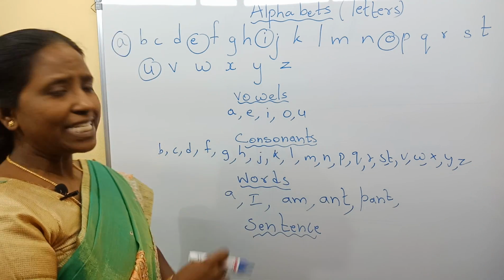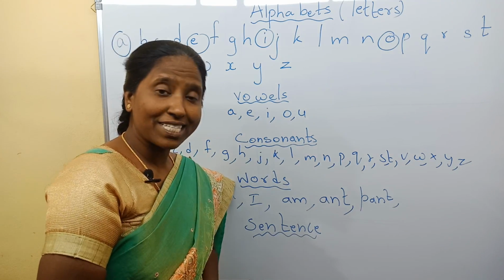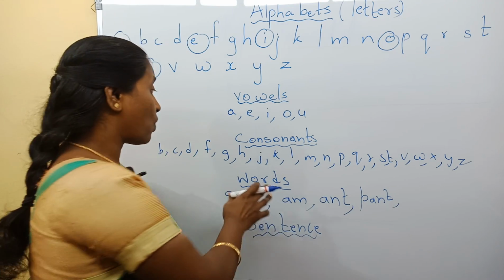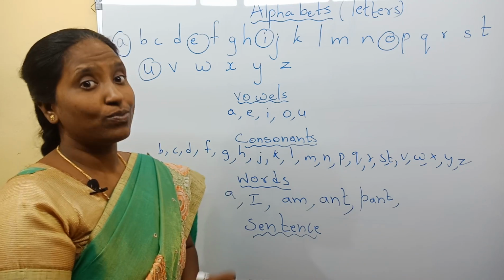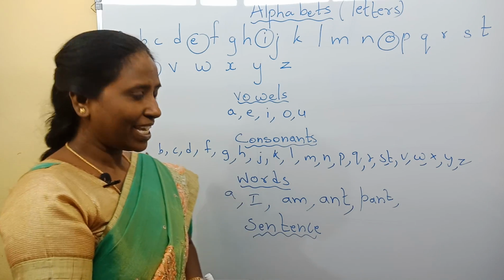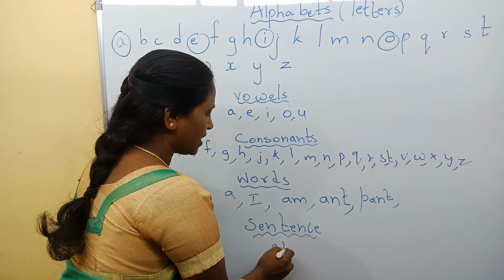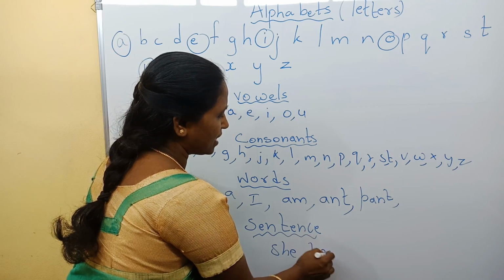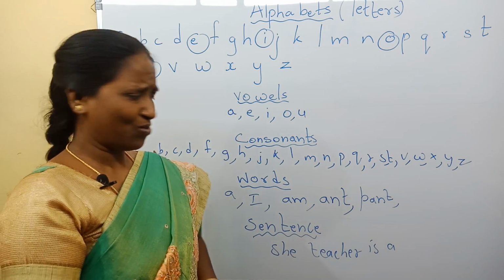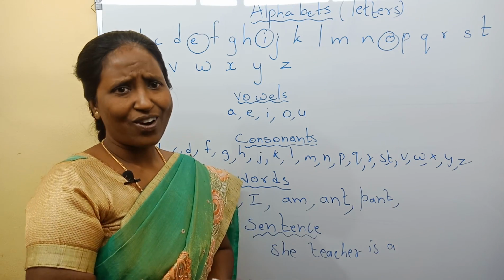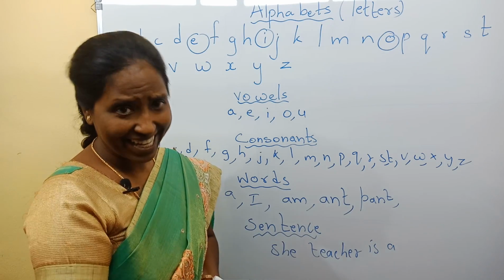Now sentence. What do you mean by sentence? The combination of words is called a sentence, which gives a meaning. If I say, "she teacher is a," is this a sentence? No, it is not meaningful. All the words are jumbled here and there.